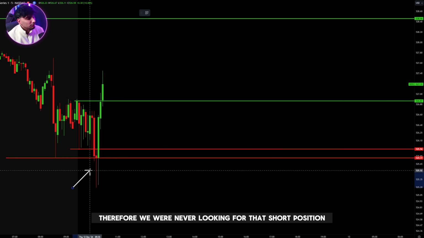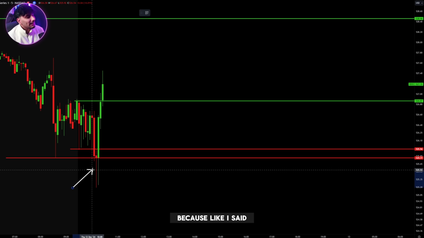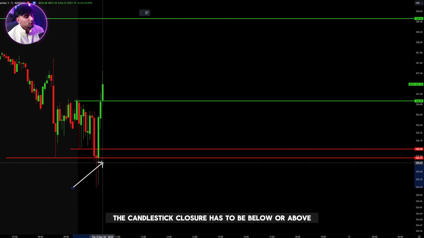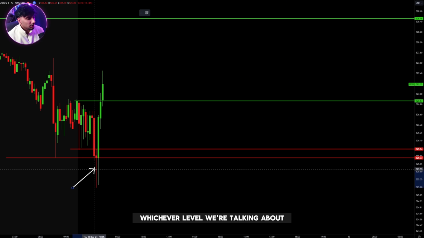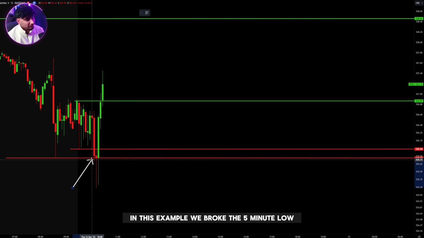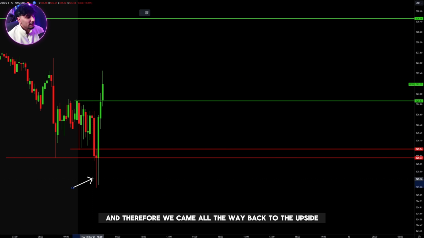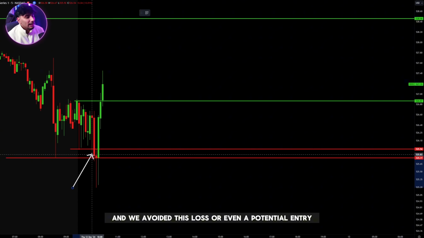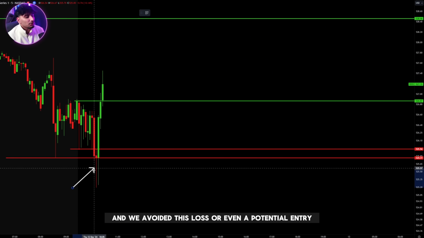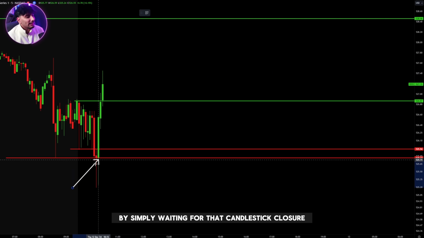Therefore, we were never looking for that short position because, like I said, the candlestick closure has to be below or above whichever level we're talking about. In this example, we broke the 5-minute low. However, we never broke below the pre-market low, and therefore we came all the way back to the upside, and we avoided this loss or even a potential entry by simply waiting for that candlestick closure.